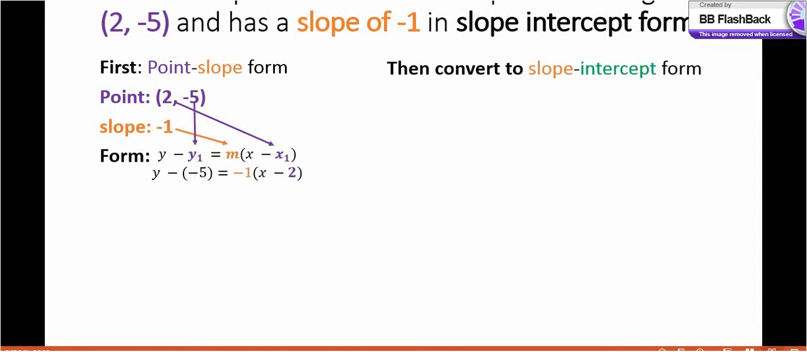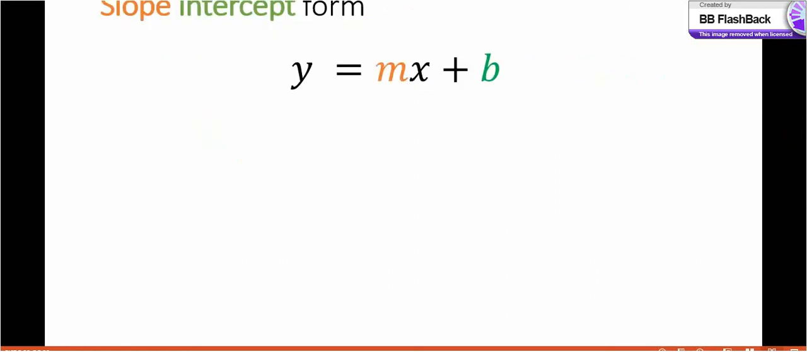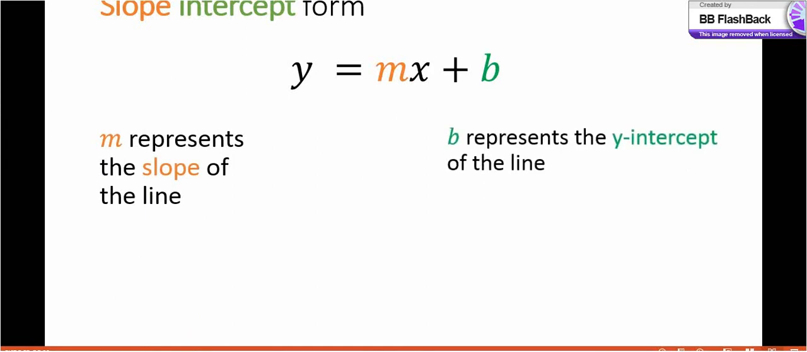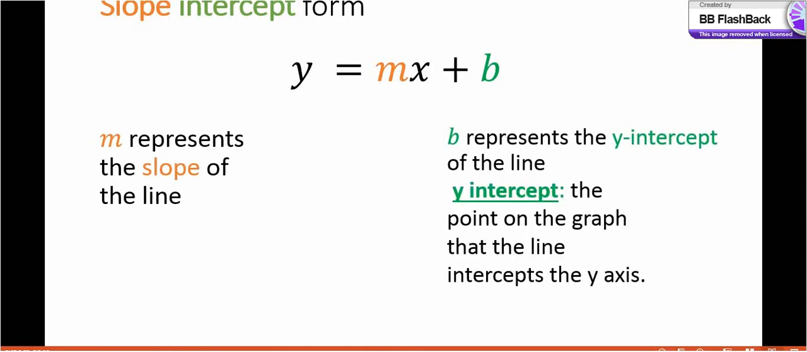Now I need to convert it to slope-intercept form. So I rewrote my point-slope form with my point and my slope substituted in, and now I'm going to convert it to slope-intercept form. Reminder, in slope-intercept form, m represents the slope of the line. b represents the y-intercept of the line. And the y-intercept is the point on the graph where the line crosses the y-axis. So the line intercepts the y-axis, catches the y-axis. x and y represent every single point on the line, and they stay as variables.